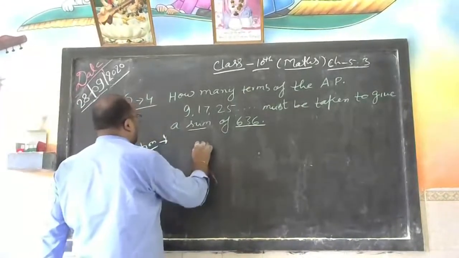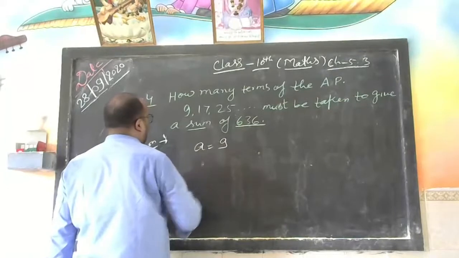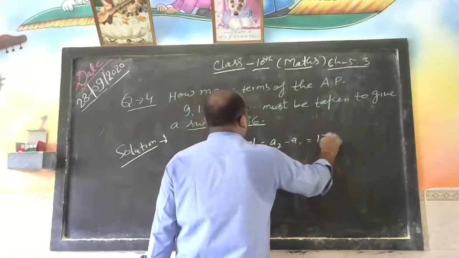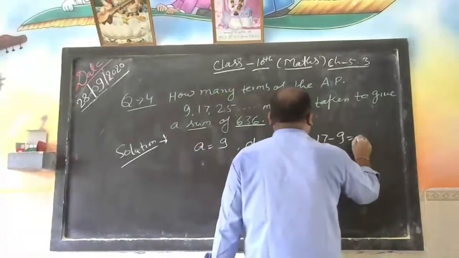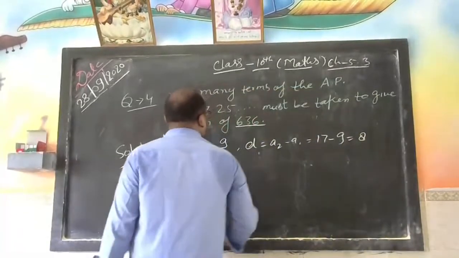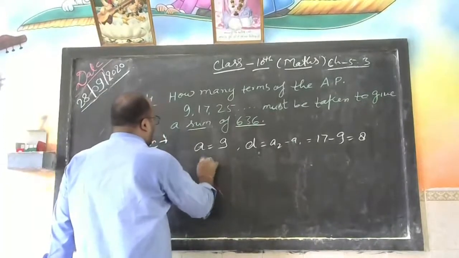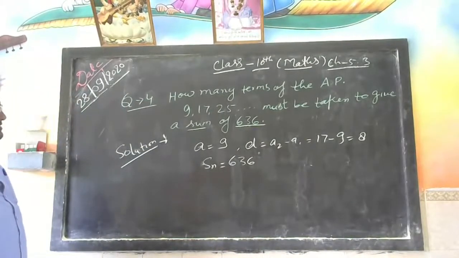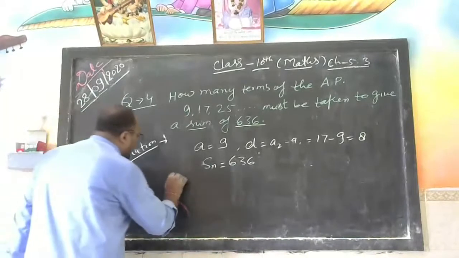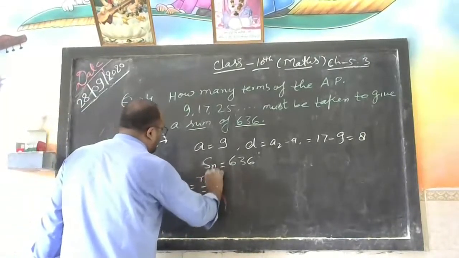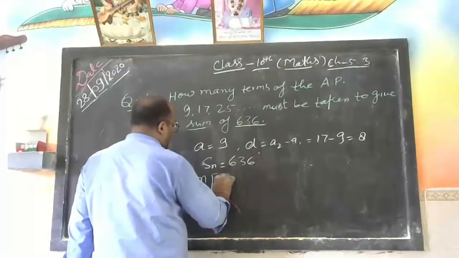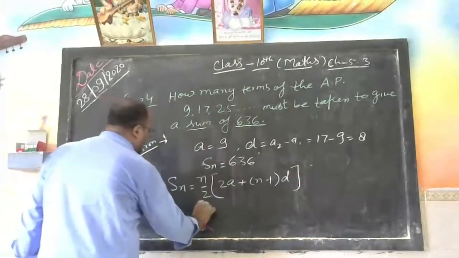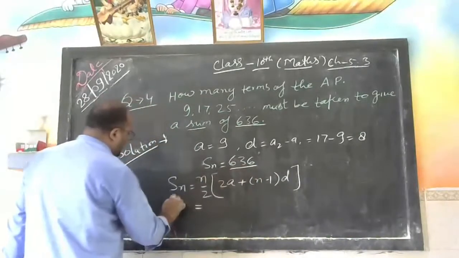So how will you get it? Now you have a equal to 9, d equal to a2 minus a1, that is 17 minus 9 equal to 8, and Sn is given here as 636. These three things you have. Now put the values in the formula. Sn is equal to n by 2, 2a plus (n minus 1) into d. So Sn you have 636.